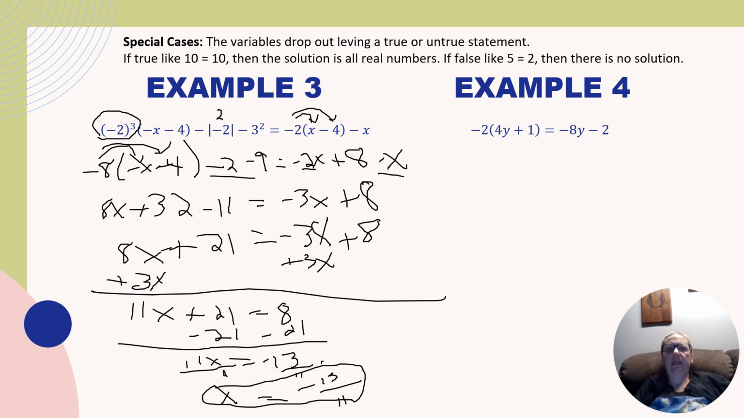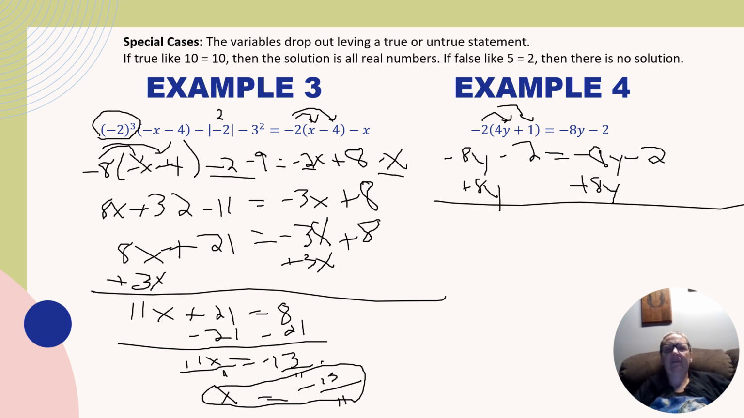So I'm going to start by distributing on the left side. So I have negative 2 times 4y is negative 8y. Negative 2 times 1 is negative 2. Now you might be able to already see what's going to happen here, but I'm going to go through it anyway. I'm going to go ahead and move my letters to the left. When I do that, the y's drop out from this side, leaving negative 2, and the y's drop out from this side, leaving negative 2.